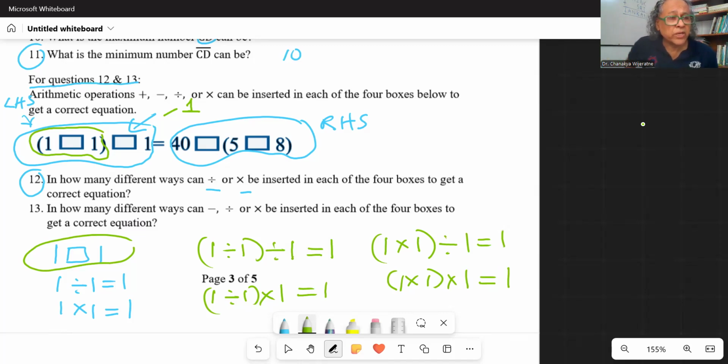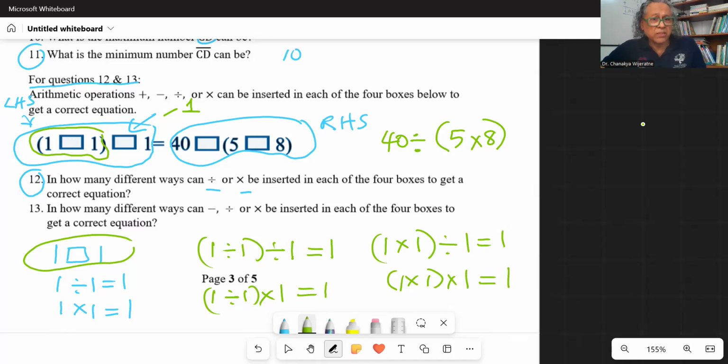But it's not 4 times 40. That's a big number. But 40 divided by 40 is 1. So 40 divided by what is in parentheses, times 5 times 8. So this is 1, right? So what is the answer to number 12? We can get a balanced scale in 4 ways, if we use only division and multiplication, right? So that is interesting.